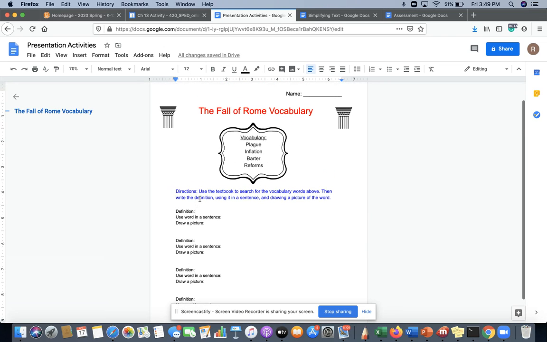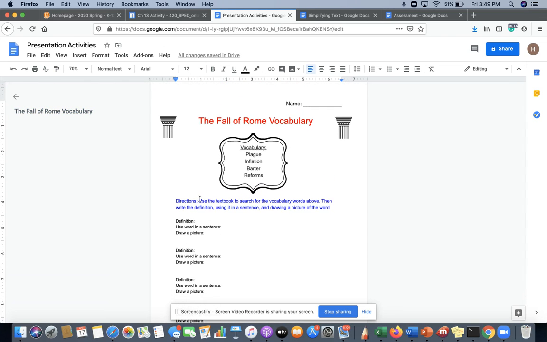So it's pretty self-explanatory, nothing too difficult, but I think that it's a good refresher, and honestly, a great way to start reading anything is you should always know the vocabulary before you begin. So that is the presentation.